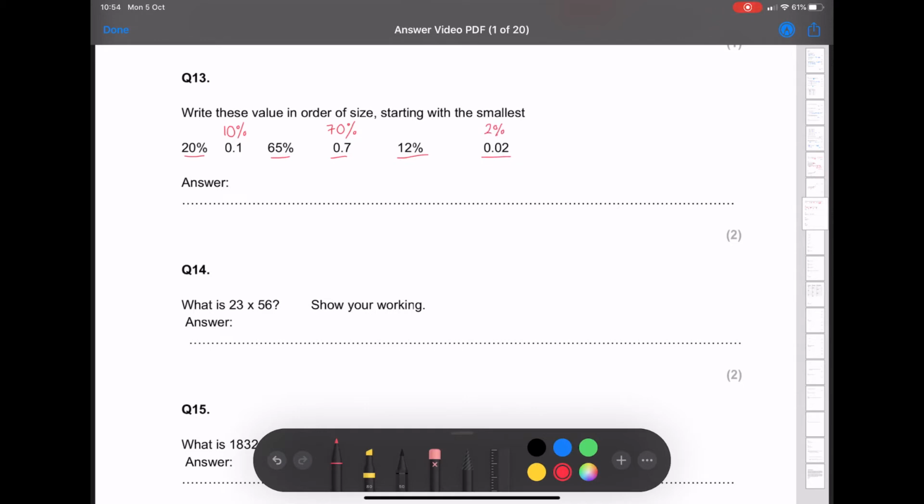Now I know which is the smallest because they're all in the same form. 0.02 is my smallest because it's 2%. Then 0.1 because it's 10%. Then 12%. Then 20%. Then 65%. And then 0.7. Even though I've turned them all into a percentage to help me, I've written them in the right order for my answer. Don't write percentages as your answers because that wasn't the question and you will get marked down.